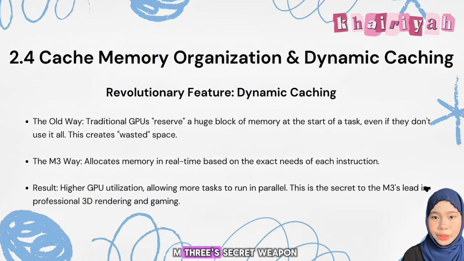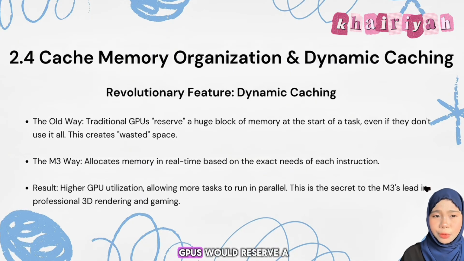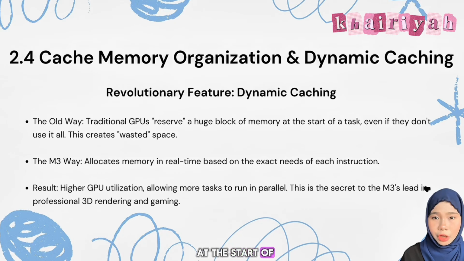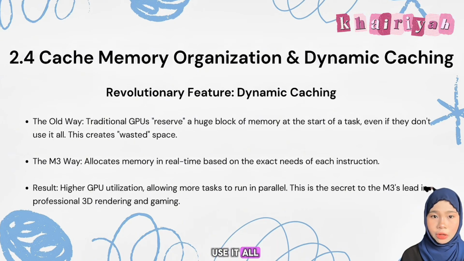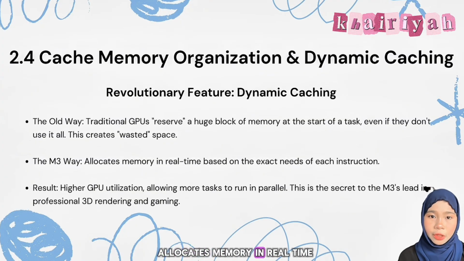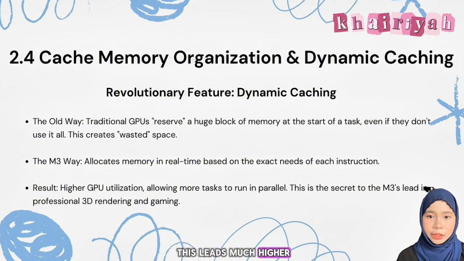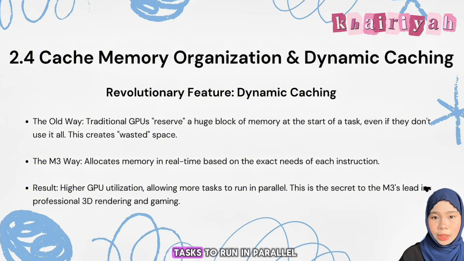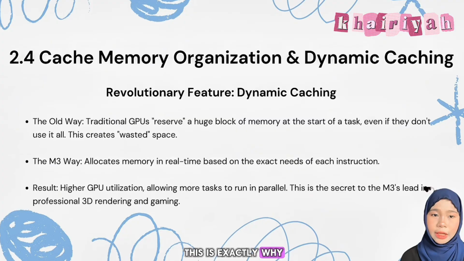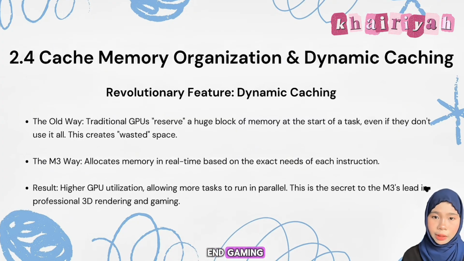Finally, we have the M3's secret weapon, dynamic caching. In the old way of doing things, GPUs would reserve a huge block of memory at the start of a task, even if they didn't use it all, which wasted space. The M3 way is different. It allocates memory in real time, based on the exact needs of each instruction. This leads to much higher GPU utilization, allowing more tasks to run in parallel. This is exactly why the M3 has such a significant lead in professional 3D rendering and high-end gaming.